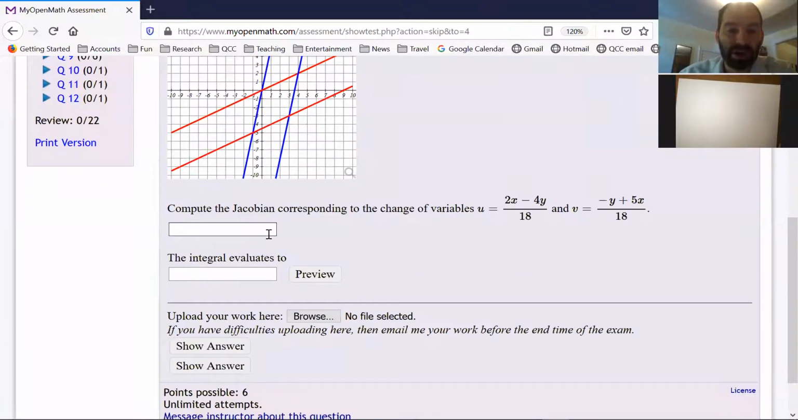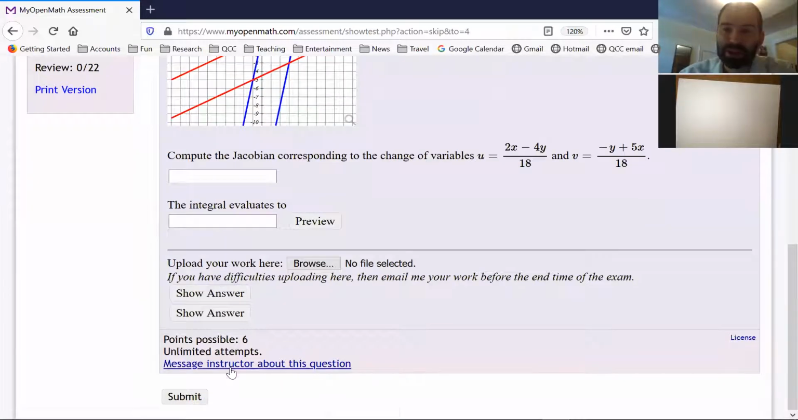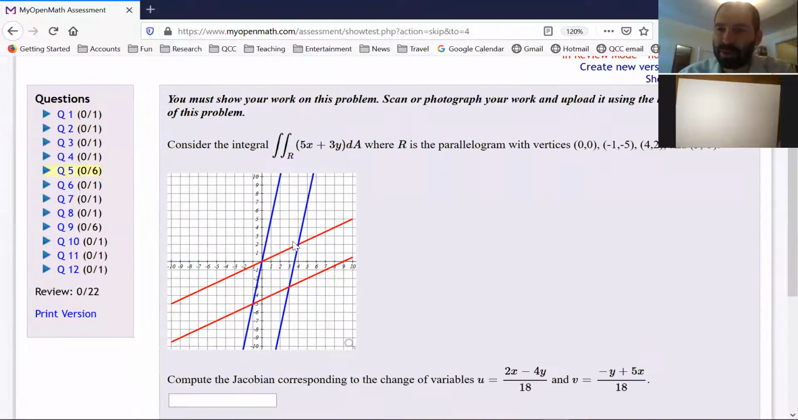You can also just go in here and click message instructor about this problem. I should put the link in to post this to the forum as well. I'll put that link in after class. That would be even better if you post it to the forum. That way I can respond to everybody. You should always do that if you can.